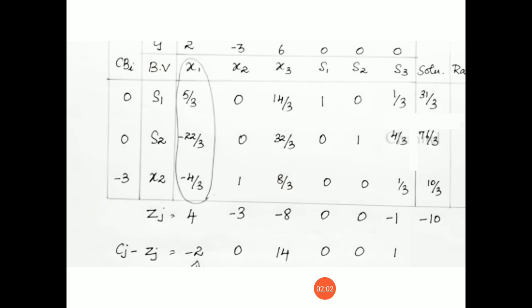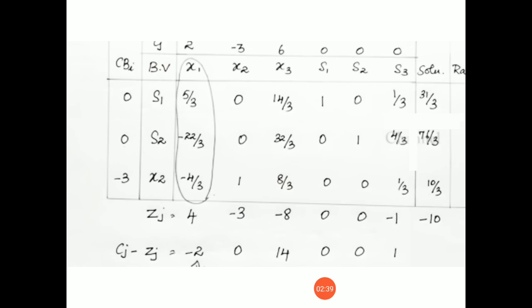Now the next step is we'll find the ratio. So how to find the ratio? As I've already told you, it is the division of the elements of the solution column by the elements of the key column. So divide the elements of the solution column by those of the key column, and you will get the ratio. Here the solution elements are 31 by 3, 76 by 3 and 10 by 3, whereas the key column elements are 5 by 3, minus 22 by 3 and minus 4 by 3.